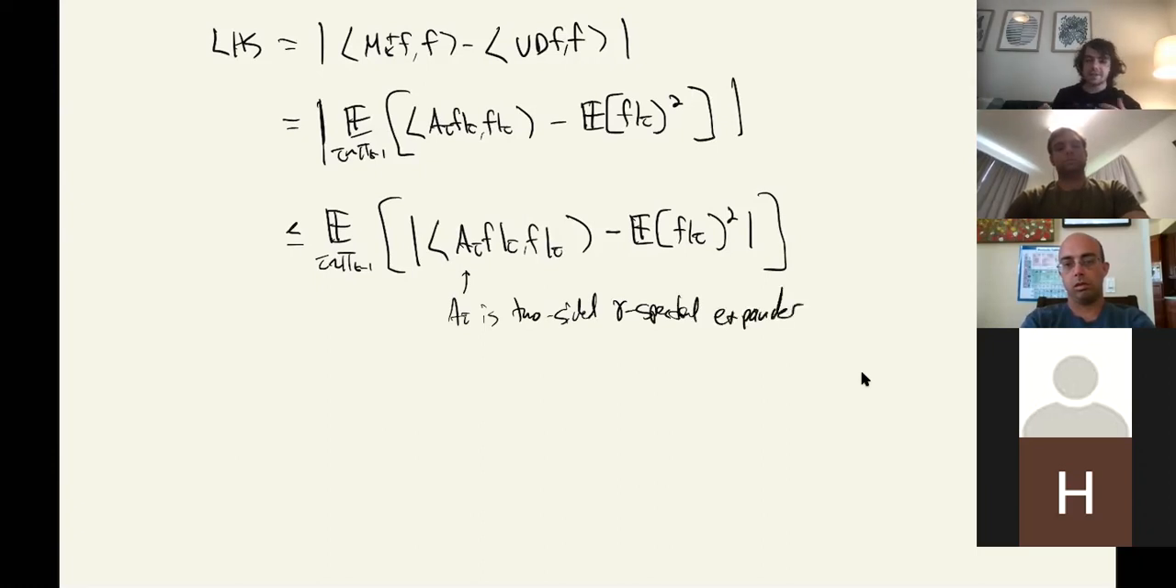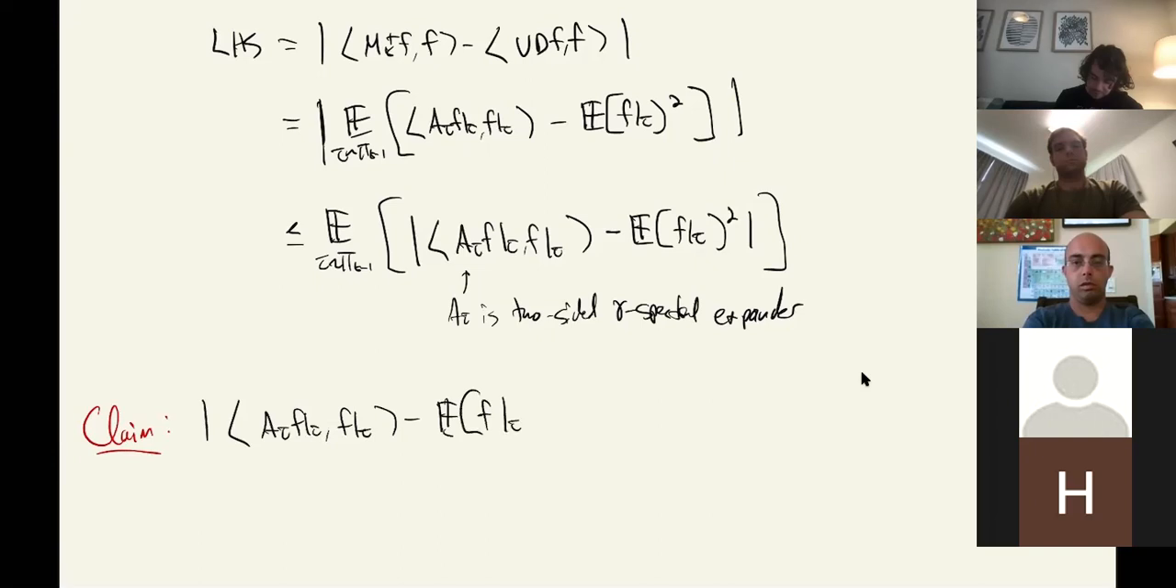And I claim that this tells us the following useful fact, which I will explain, but I'll leave the formal proof to you. I claim that the inner product of a_tau f restricted to tau with f restricted to tau, minus the expectation of f restricted to tau squared, is less than or equal to gamma times the squared 2-norm of f restricted to tau.